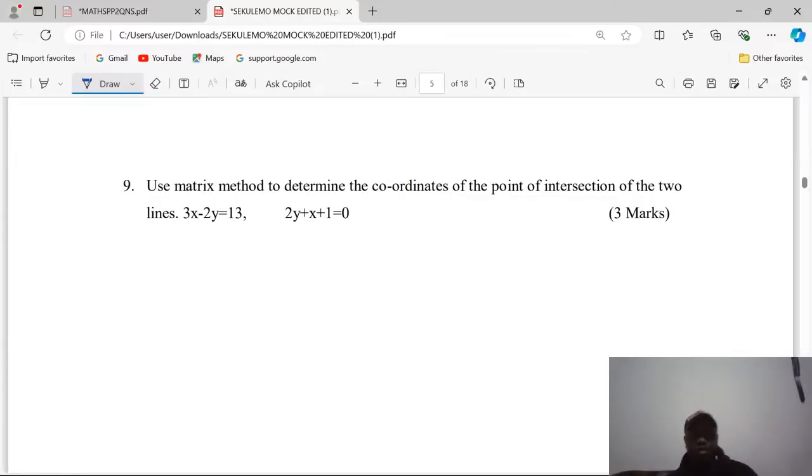Use matrix method to determine the coordinates of the point of intersection of the two lines. There is a line here where the equation has been given, and also another line where the equation has been given, and we are told to use the matrix method to determine the coordinates of the point of intersection. In other words, we are solving the two equations simultaneously, but we have been restricted to the method of matrices.